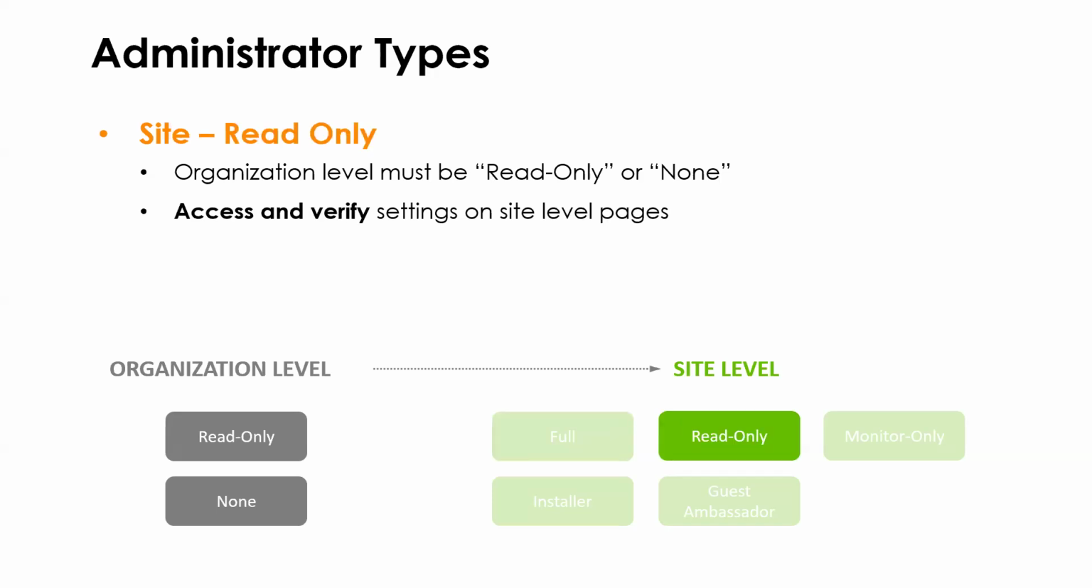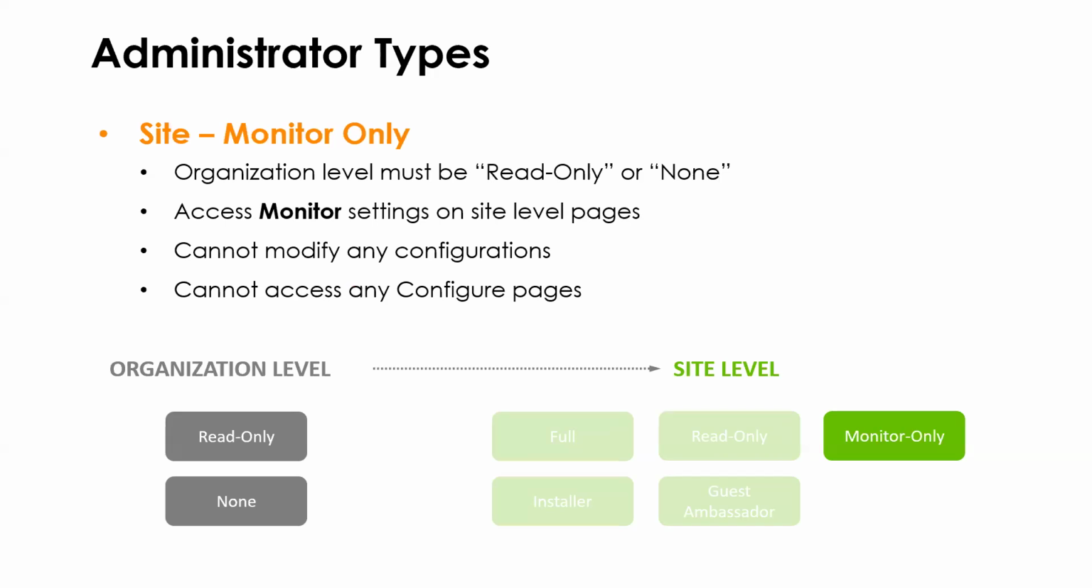So you can give them full access to the site to make configuration changes. You can give them read-only access to individual sites. You can give them monitor access. So how is monitor access different than read-only? With read-only, you can go into all of the configuration screens and you can see all of the details that have been put in there. With monitor only, you can log in and you can only see the monitoring pages. So only those pages that show you what's going on in the network, such as the dashboard and some of the report pages. You will not be able to see the configuration pages.